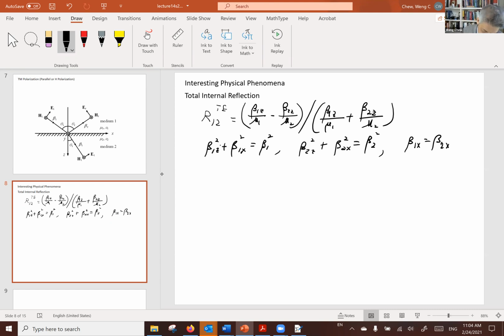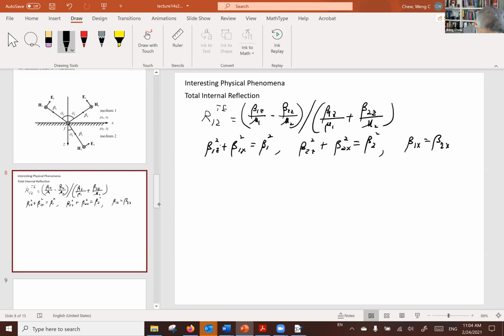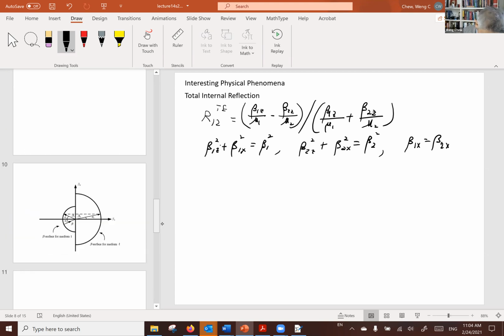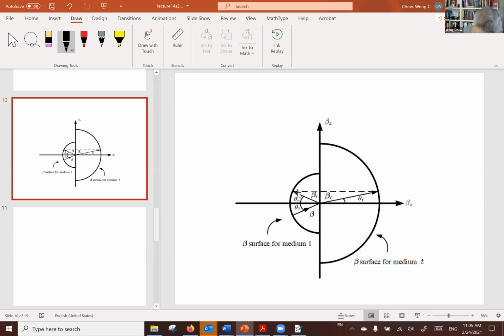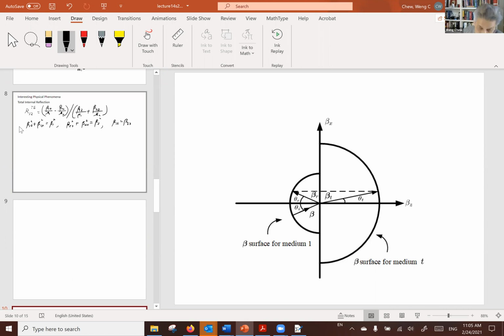And then you can actually see this phase matching condition using a diagram such as this one. Okay, I will put this diagram here, that you can draw a circle in medium 2 or medium T, and then you can draw a circle for medium 1. And these are just equations of circles. If you look at the x component and the z component, they form a circle such as this one over here.